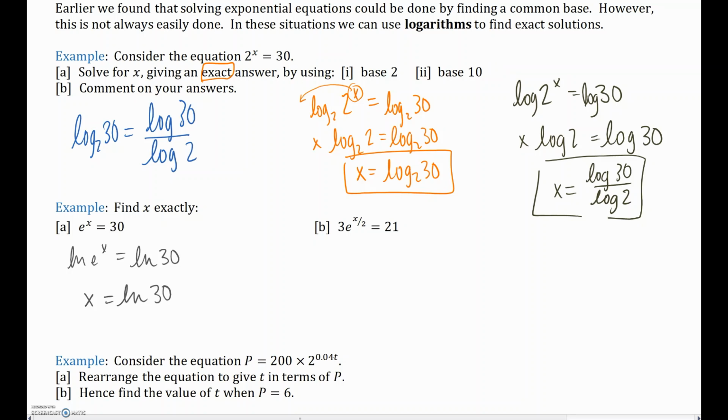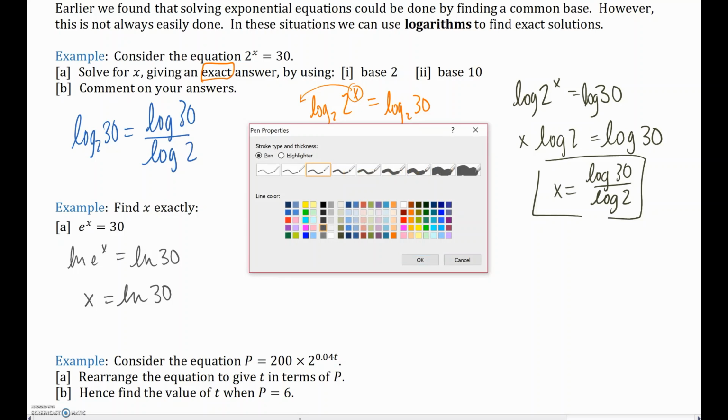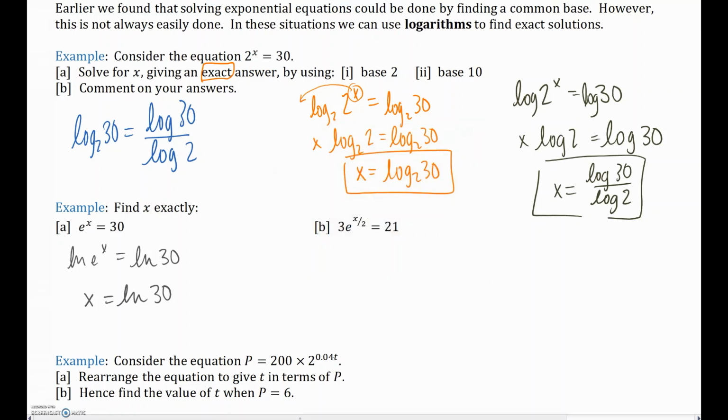Might be a little trickier. So what would I do? I think I would divide by 3 first to get e to the x over 2 equals 7, because why is the 3 hanging out over there anyway? He should be over with the 21. So they're both constants. Move them over. Done. All right, now I'll natural log both sides.